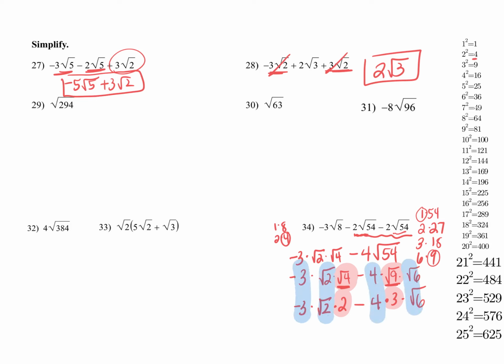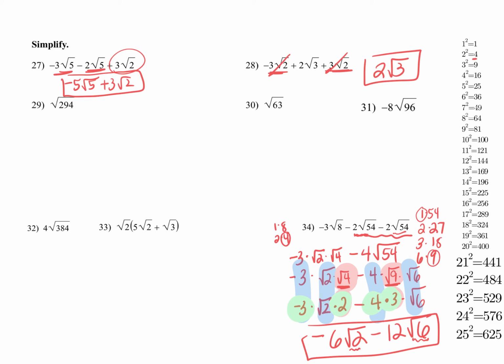Now I'm going to multiply my like terms. I'm going to multiply this and this and this and this. So I have negative 6 times the square root of 2 minus 12 times the square root of 6. I would check to see if I have like radicands. I do not. So this is my final answer. It's because I combined my like radicals at the beginning. So that's how you do number 34.